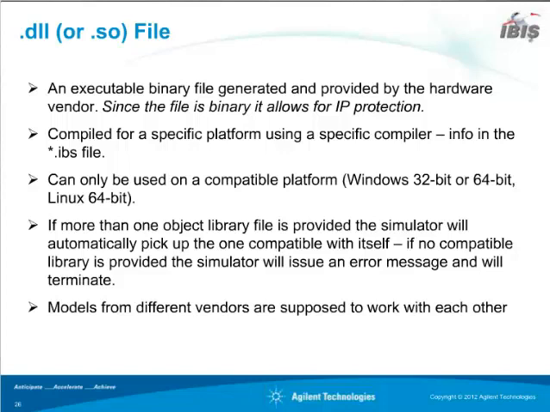It's a binary file, so there's the protection that you have. Notice that it's compiled for a specific platform. So if you're using Windows 32, you'll need one DLL. If you're using Windows 64-bit, you'll need a different DLL. If you're using Linux 64-bit, you'll need a different DLL. You can provide all of these files together, and the simulator will choose the correct one for the host platform. And the good news is, because this is standard, these models from different vendors are supposed to work with each other.